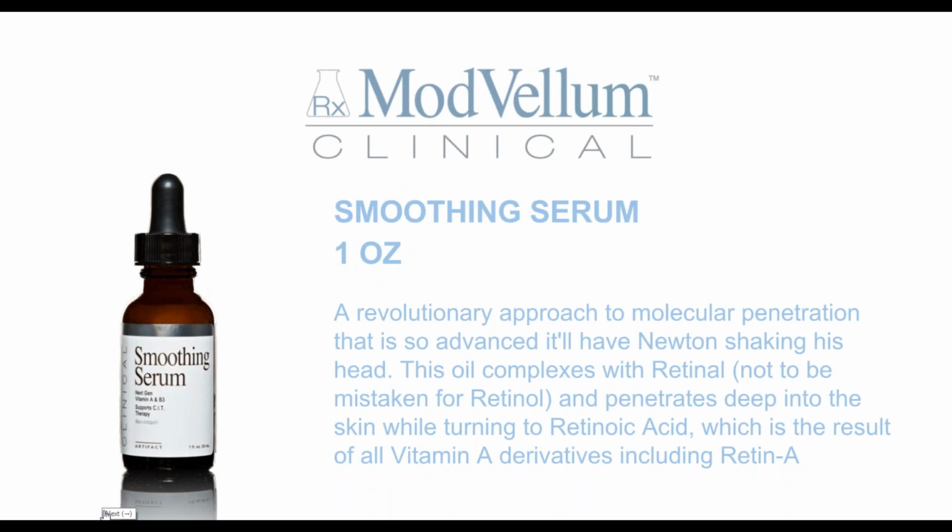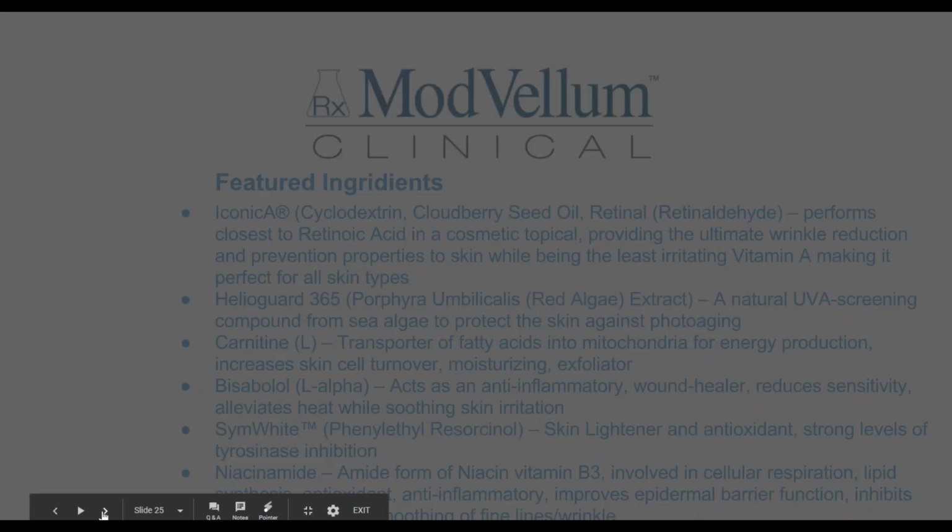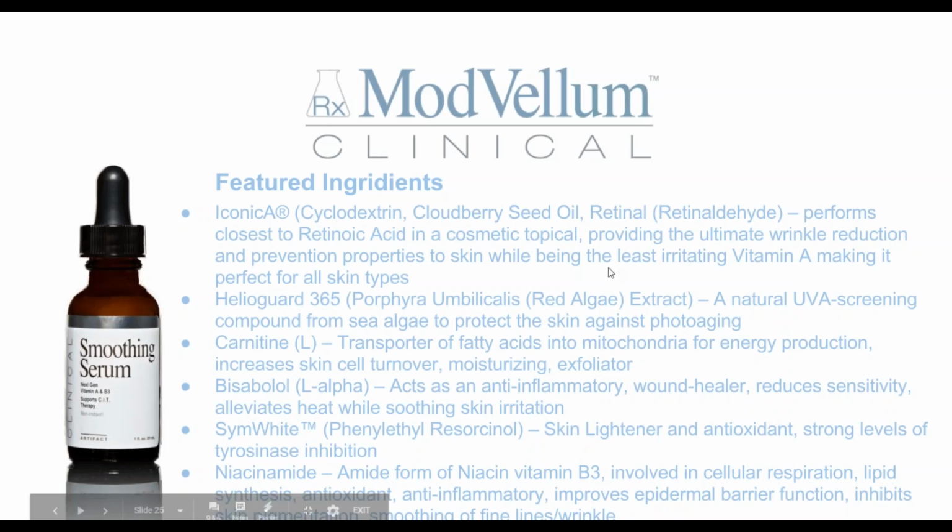So we're using some Iconic A, and Iconic A is the key driver for that particular ingredient. And it's basically like right now it's the least inflammatory vitamin A. To be honest, you'd have to use a ton of it to see any redness or peeling. It just provides smoother skin day after day, which is why we called it the smoothing serum.